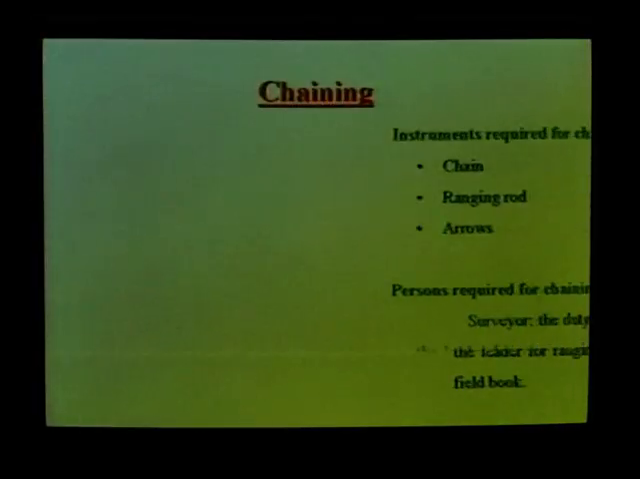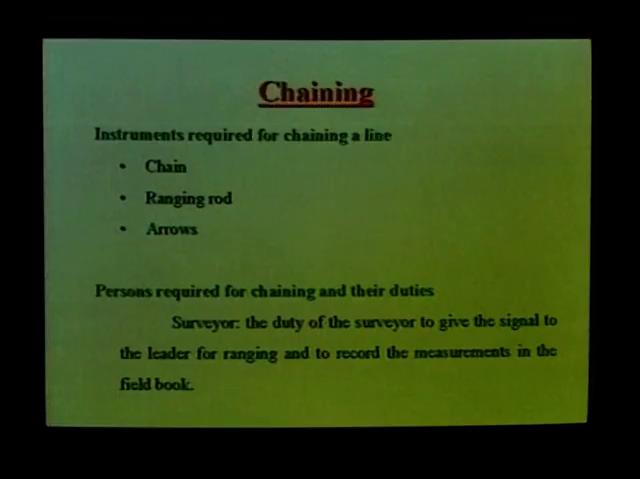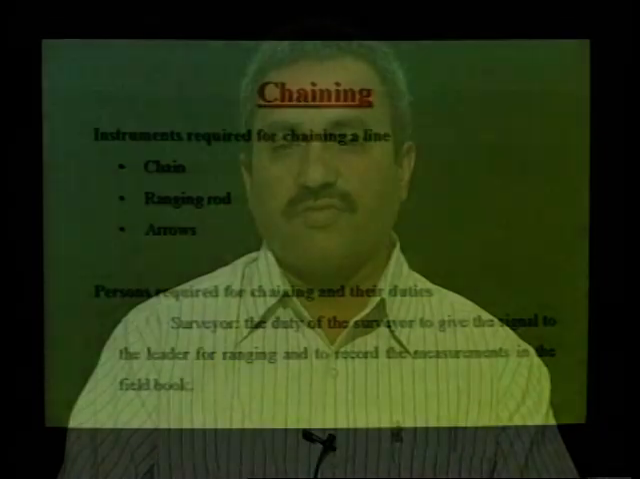Chaining. Instruments required for chaining a line: chain, ranging rod, arrows. Persons required for chaining and their duties. Surveyor: the duty of the surveyor is to give the signal to the leader for ranging and to record measurements in the field book. So far we have studied different types of ranging and methods.